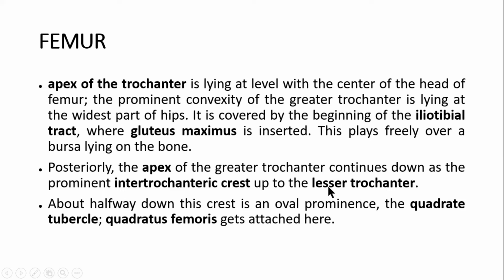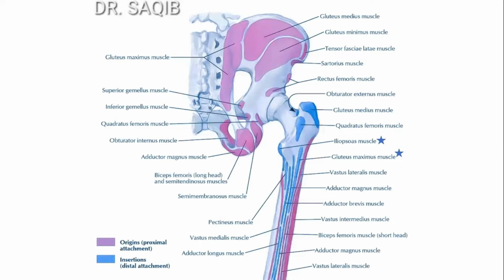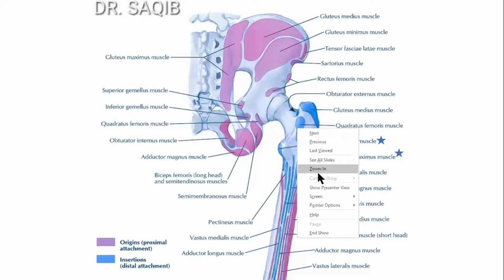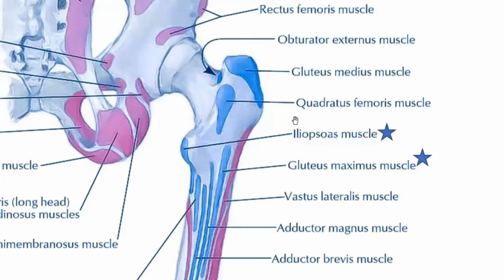Posteriorly, the apex of the greater trochanter continues down as a prominent intertrochanteric crest up to the lesser trochanter. About halfway down the crest is an oval prominence, the quadrate tubercle, showed you already. The quadratus femoris gets attached here. Quadratus femoris attached to the quadrate tubercle. Here you could see this is the quadrate tubercle and the quadratus femoris muscle attaching here. Let me zoom in for you. This is the quadratus femoris muscle being attached to the quadrate tubercle.